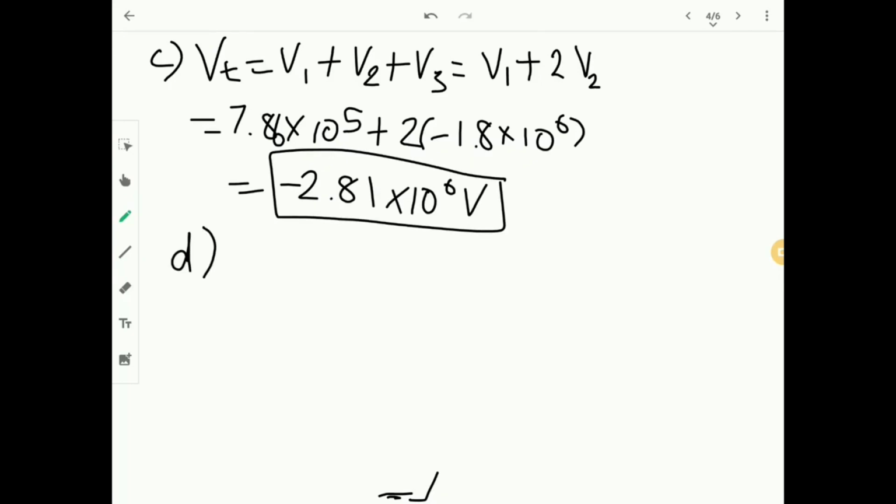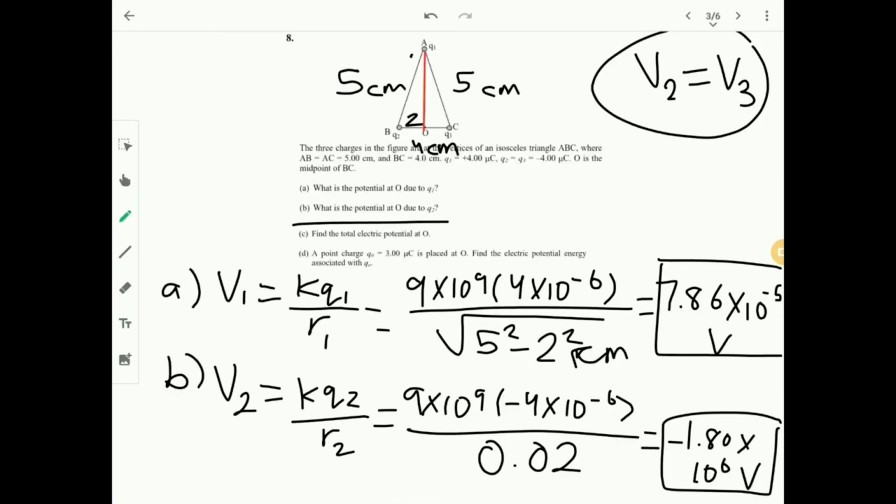Moving on to the last part now. A point charge Q0 with 3 microcoulombs. So now we're finally putting a charge here, and this is Q0. Is placed at O. Find the electric potential energy associated with Q0.